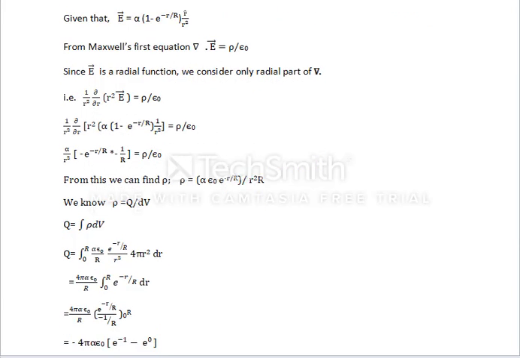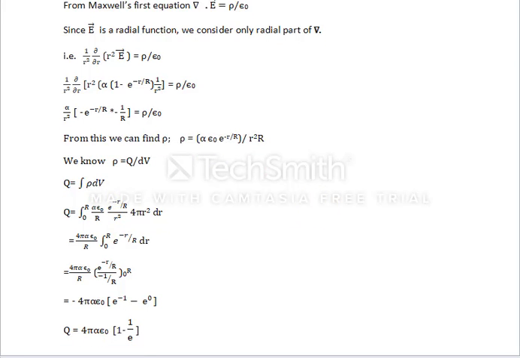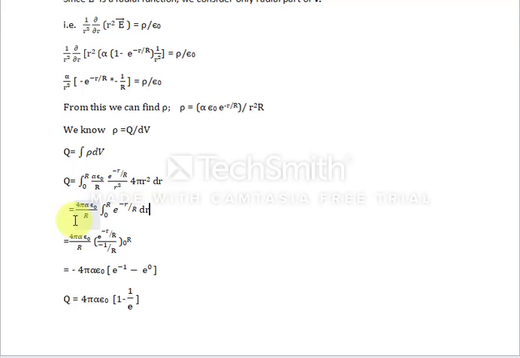Rho is the charge density. That is, rho is equal to alpha epsilon 0 e raised to minus r by R divided by R square into r. We know charge density is the charge per unit volume, that is rho is equal to q by dV. From here we can find the value of q. So q is equal to integral rho dV.